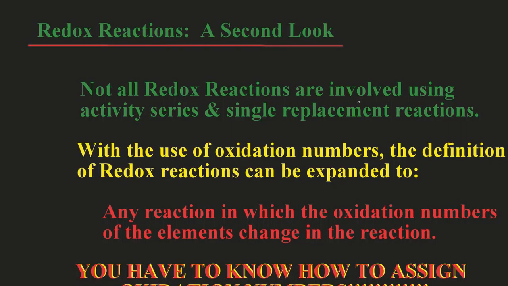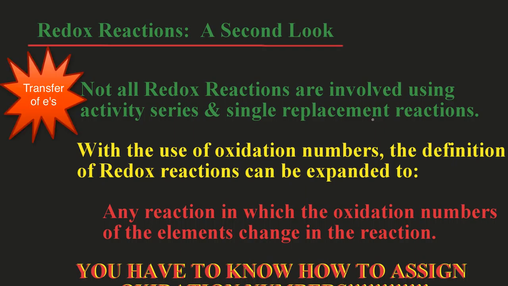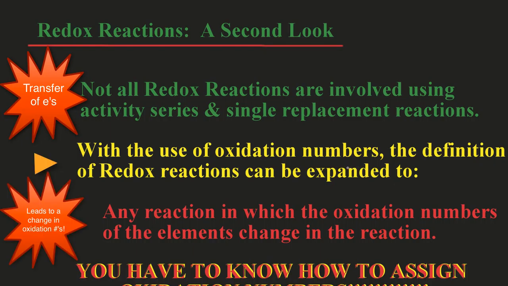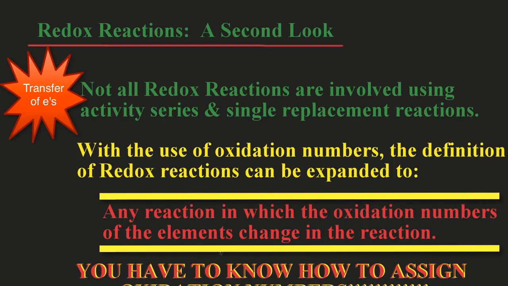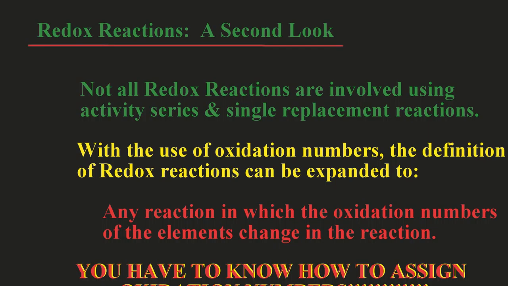Today we're going to look at redox reactions, but from the point of view of oxidation numbers. Not all redox reactions involve the activity series and the single replacement reactions we studied earlier. With the use of oxidation numbers, we're able to keep track of the electron movement and determine if a redox reaction did occur. And any reaction in which we have a change in the oxidation numbers for the individual elements is known as a redox reaction from now on. All right? It's a more comprehensive definition.